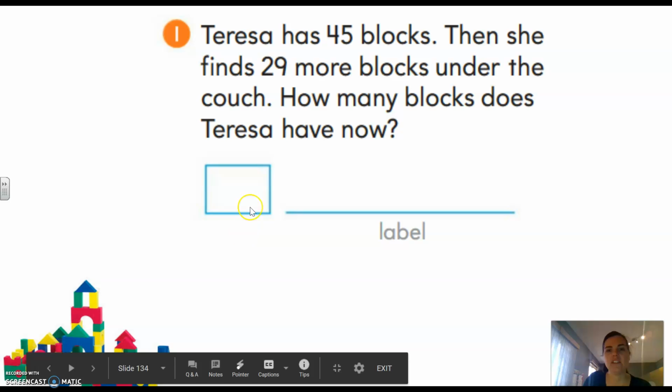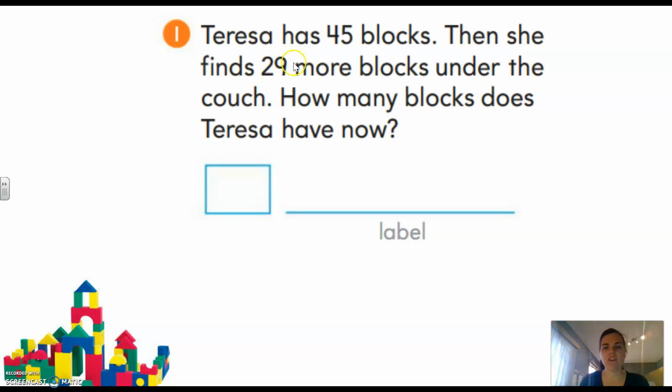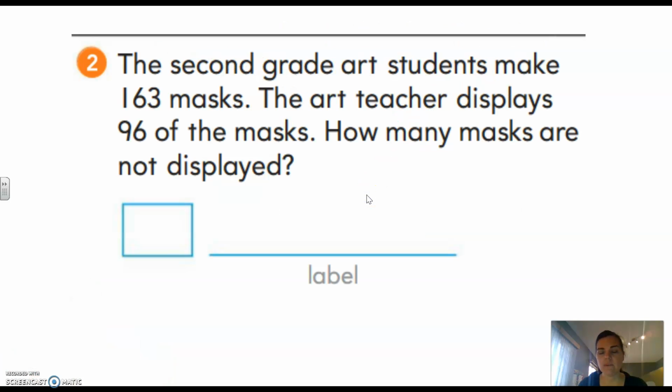So I'm going to put my answer here with my label. And if I forget what my label is, then I can read the question again. How many blocks does Teresa have now? My label is blocks. Okay, then if I go on to the next one, it says the second grade art students make 163 masks. The art teacher displays 96 of the masks. How many masks are not displayed?